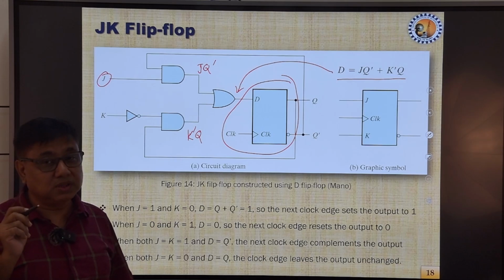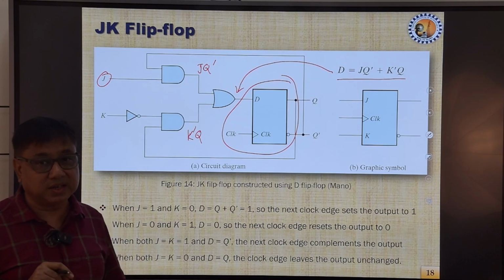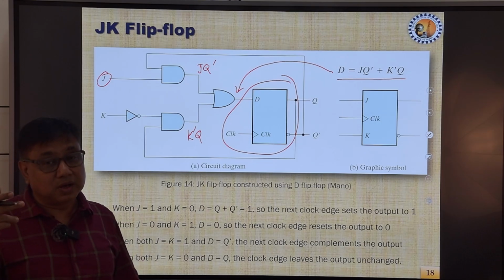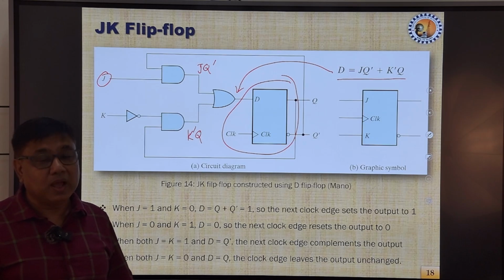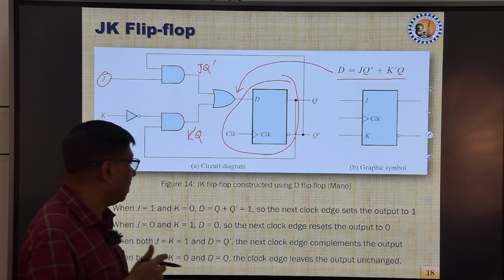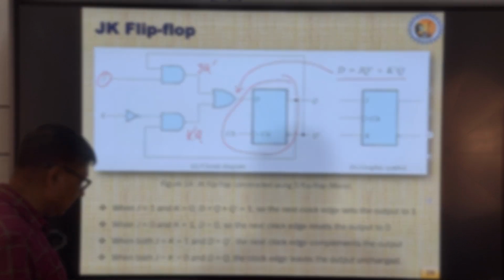Toggle condition means if the previous state was 0, then when you apply 1 and 1 at the J and K inputs, it will make a transition to the other state. If the previous was 1, then the present will be 0, and if the previous was 0, then after toggling it will become 1. So this is what has been discussed over here.